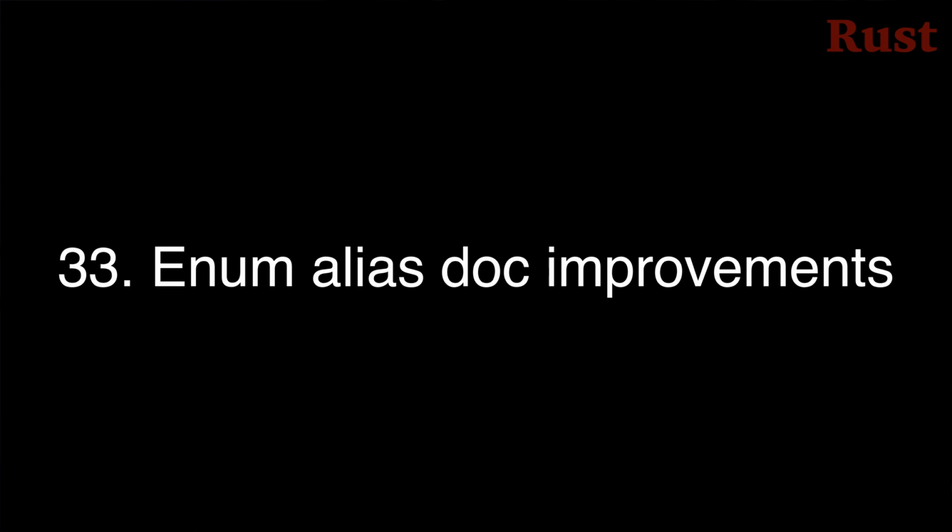Number 33, documentation for type aliases of enums was kind of messy. It talked about inner this and inner that. Well, now the enum aliases documentation looks a lot more like the actual enums documentation.